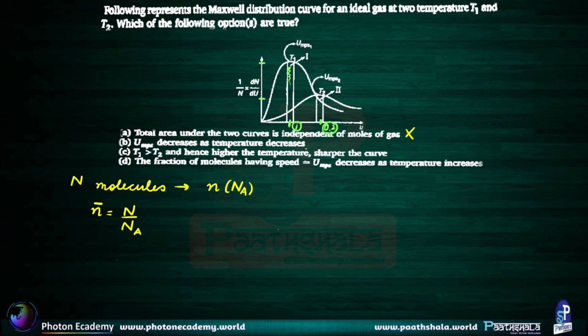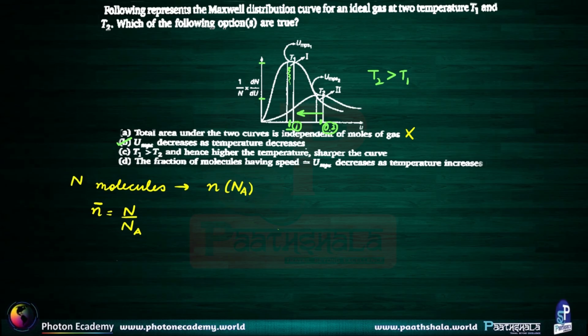So therefore, as the temperature decreases, that is, we go from T2 to T1, here we can very well see that T2 is greater than T1. As we move from T2 to T1, the most probable speed does decrease. So statement B is correct.